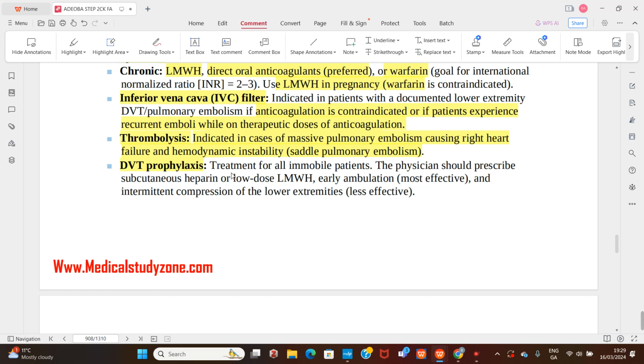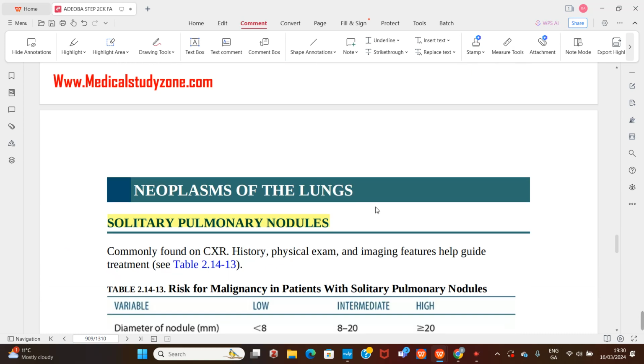DVT prophylaxis is essential for all immobile patients. The best thing to do to prevent DVT is to ambulate them early. That's the most effective. Or you place them on drugs, which is heparin or low molecular weight heparin, subcutaneous heparin. Or you use compression stockings, but that's not very excellent. So the best is to tell them to walk around the hospital, give them drugs, heparin, or compression stockings.